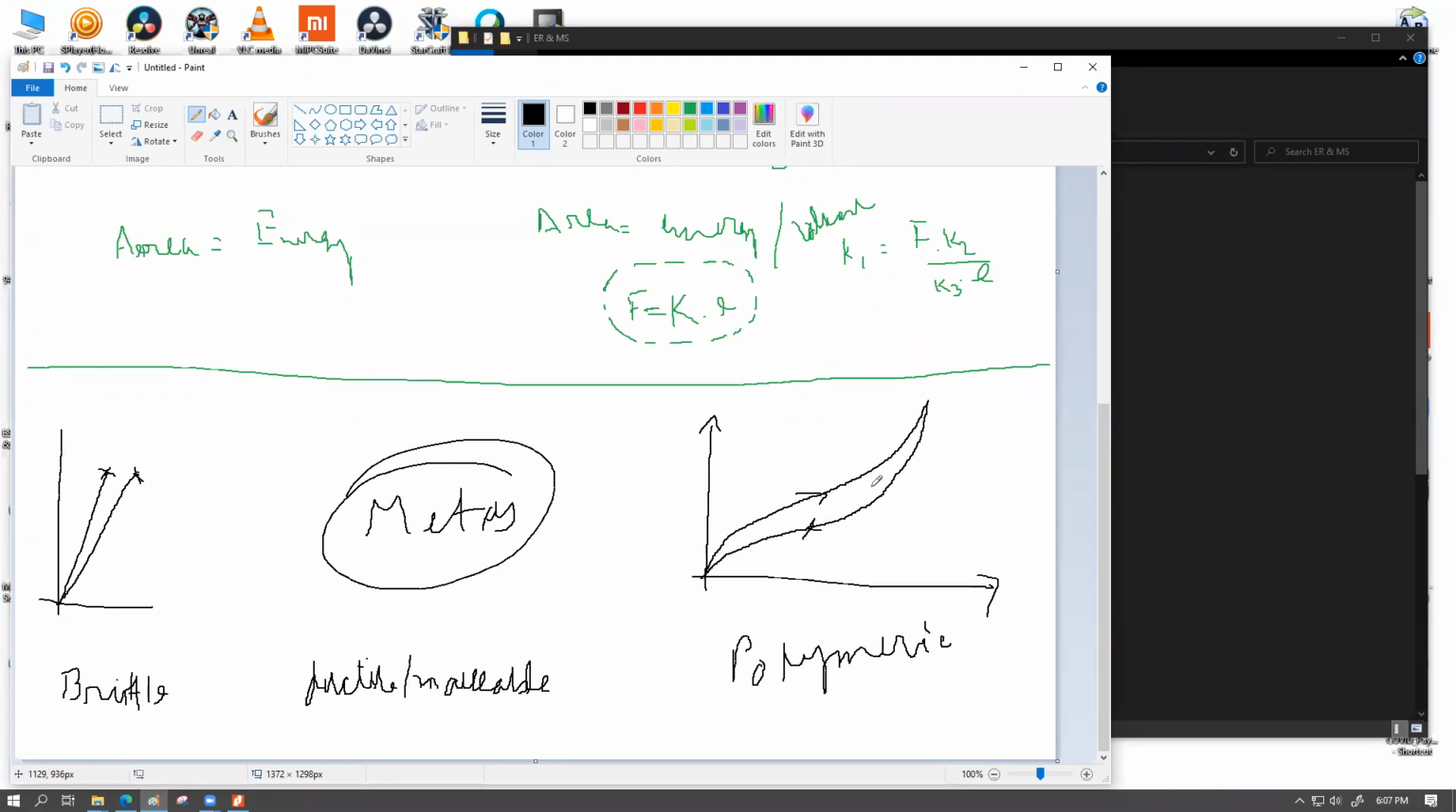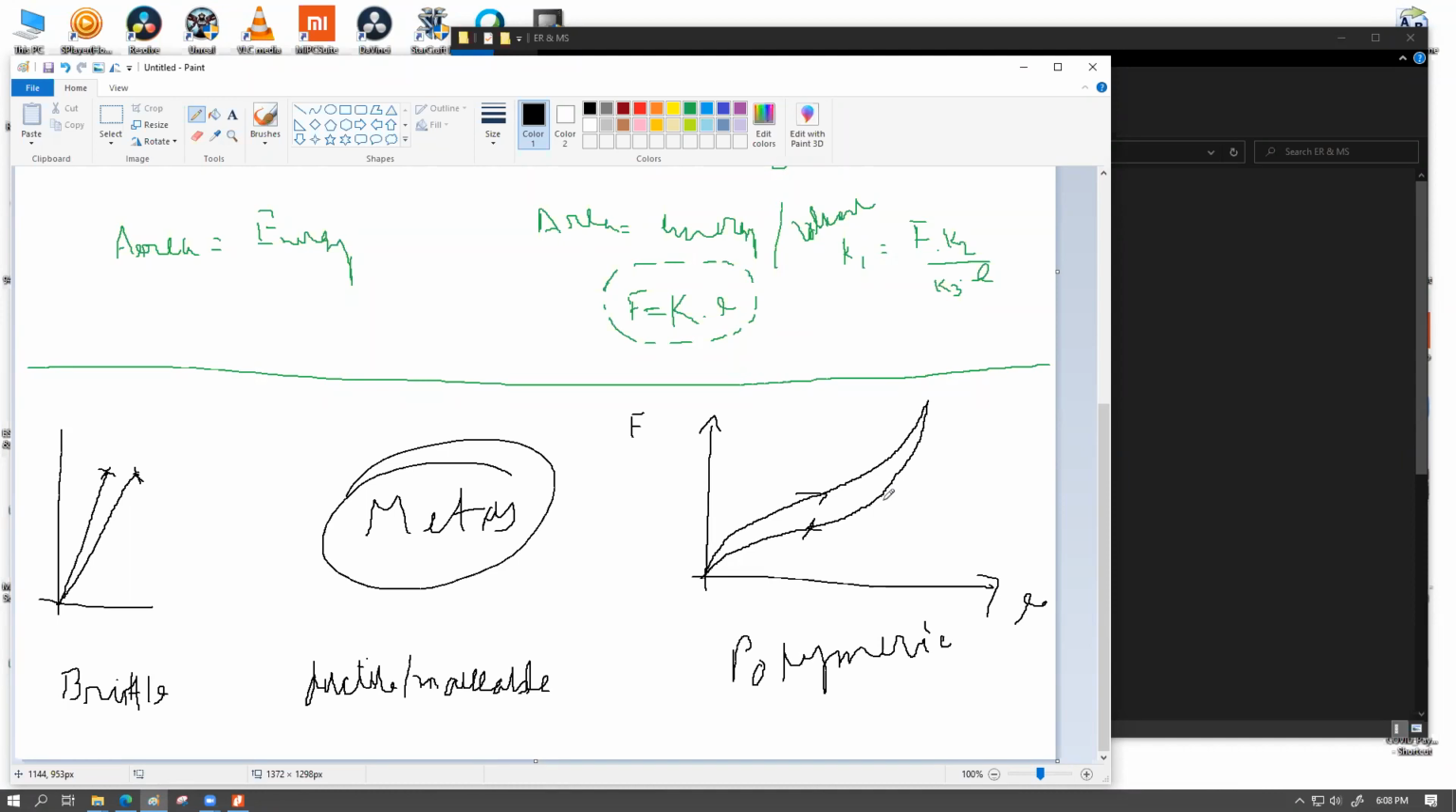And if this was drawn on a force-extension graph, the area of the graph is actually energy. Then the area of this slice would represent the amount of energy that is stored within the specimen, a polymeric specimen, for every completed cycle of loading and unloading.